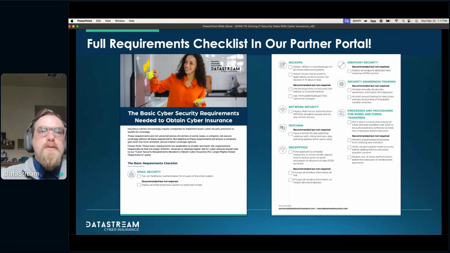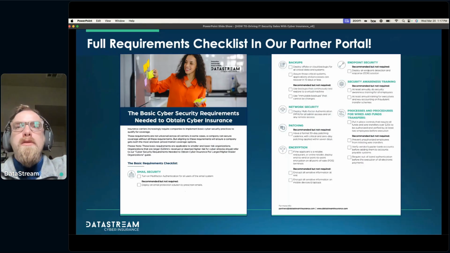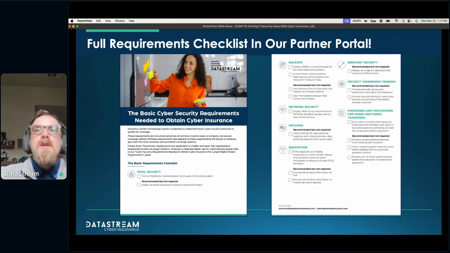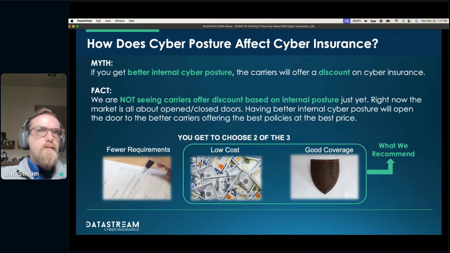So if we're sacrificing, not having an email protection solution, it means we're going to be closing the door to some of those carriers out there, right? And maybe not getting the absolute best options out there.